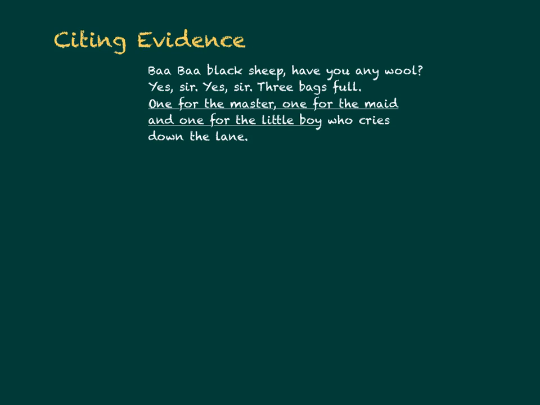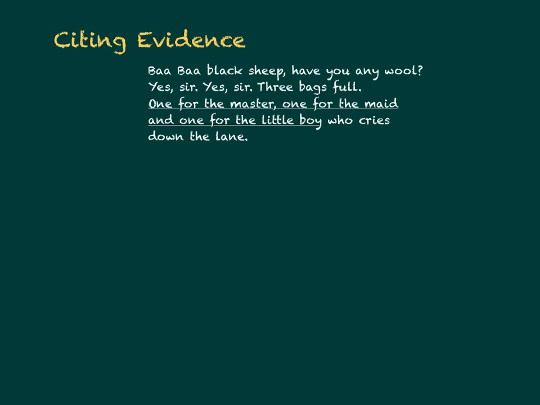The 3 bags that our shepherd has, one is for the master. This is believed to be the bags that the shepherds had to give to the king. One is for the maid, so this might be for a noble that they live under that they also are having to give away.